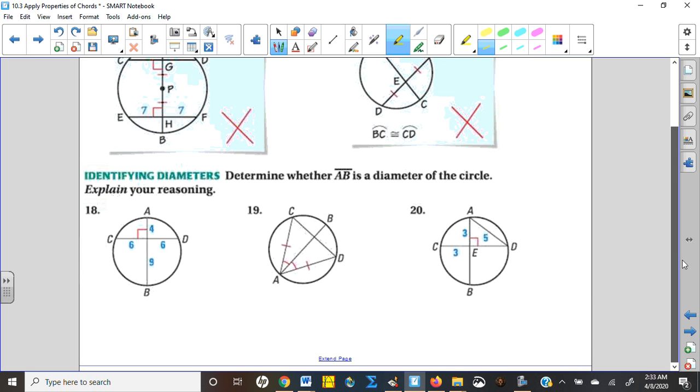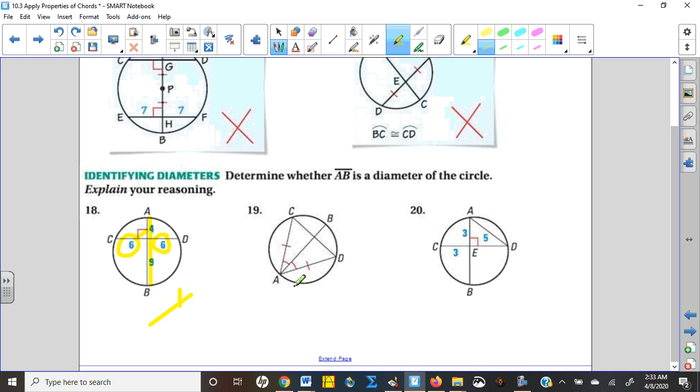18 through 20, let's take a look at those. Determine whether or not AB is a diameter. Yes, it is, because look, it's perpendicular to CD and it's bisecting CD. And if it's a perpendicular bisector of a chord, it must be a diameter. So this one would be yes.